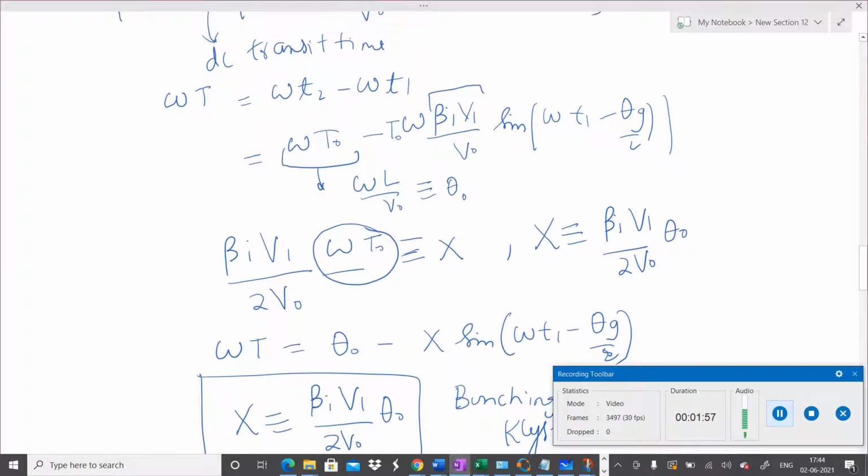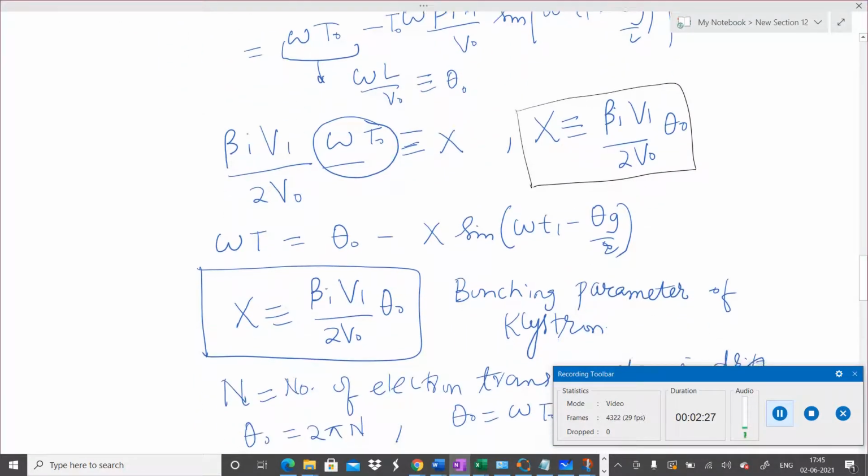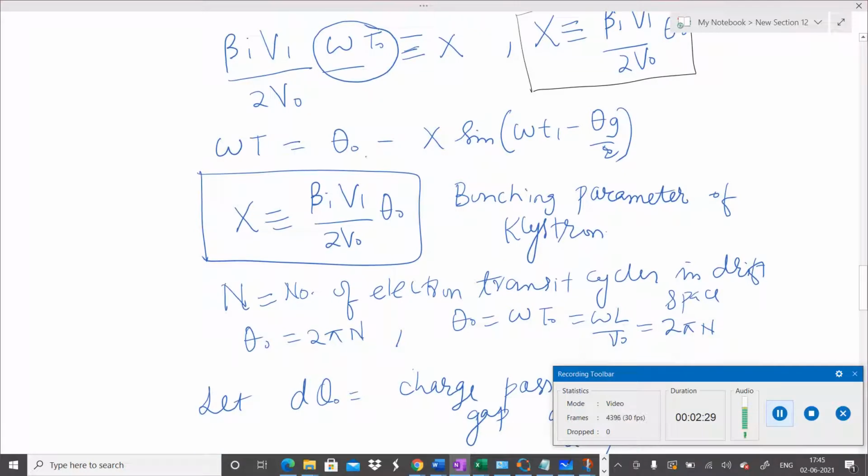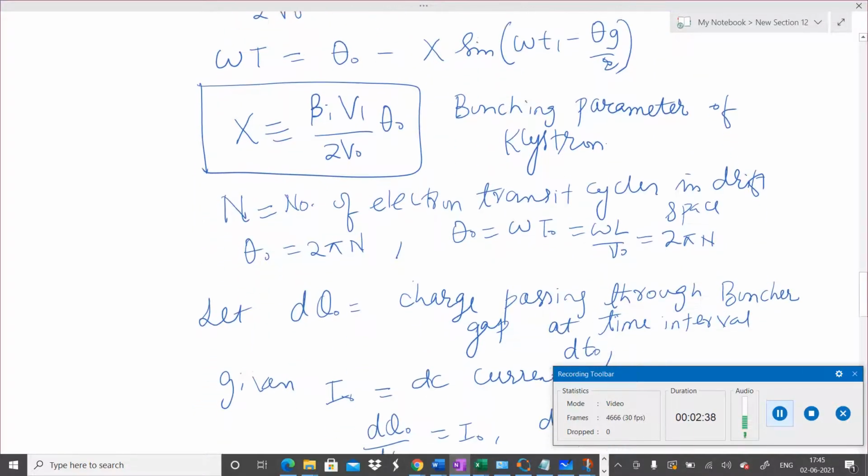And while we defined the transit time between the buncher cavity and the catcher cavity, that is a drift space. We call that drift space the space between the buncher gap and the catcher cavity gap. And in defining that, we came across a term which is defined to be beta I v1 divided by 2 v0 theta naught, where theta naught is omega L by v0. It's called the bunching parameter. And with this we were able to express the angle related to the transit time in this beautiful expression.